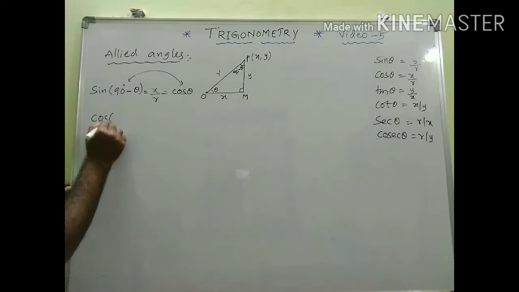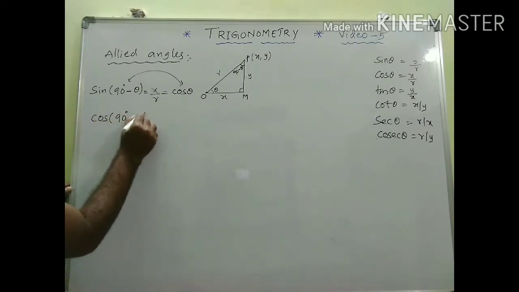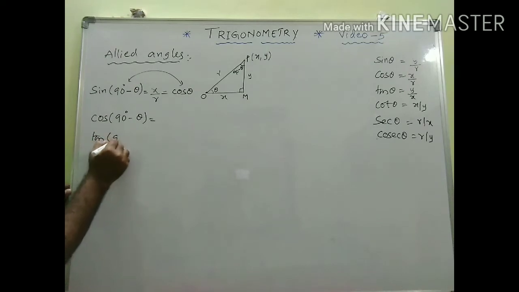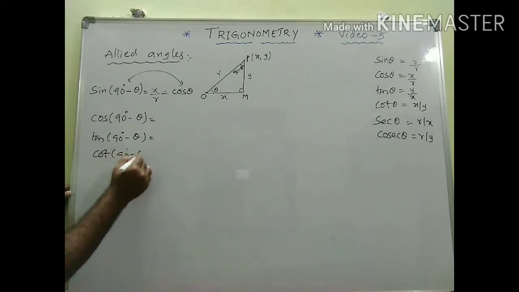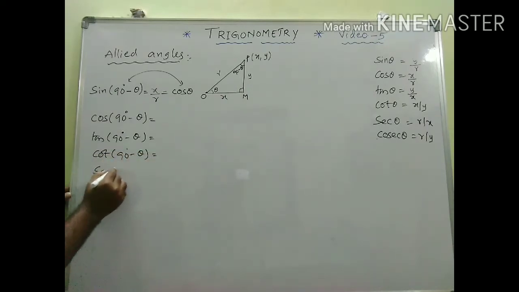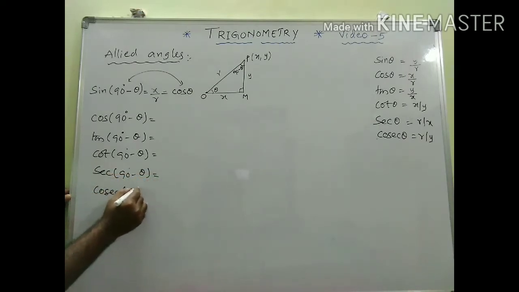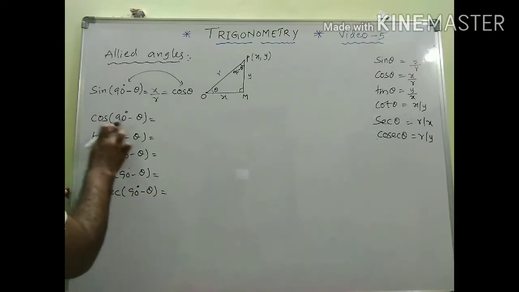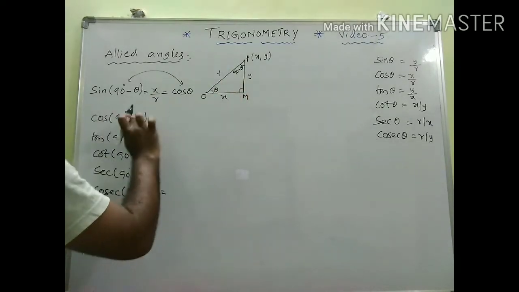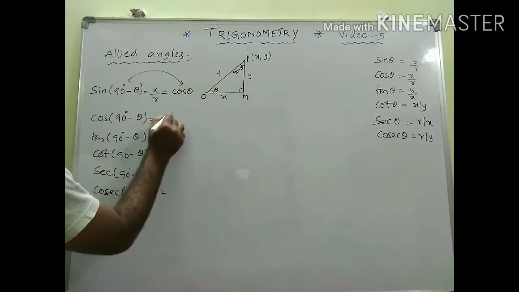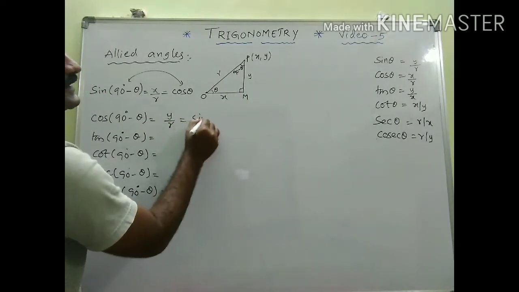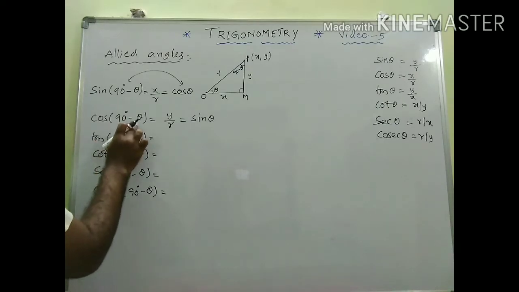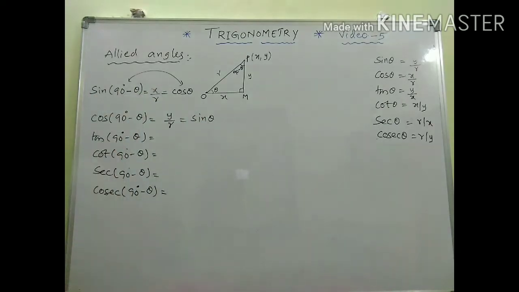In the same way, let us check cos of 90 minus theta, tan of 90 minus theta, and cot of 90 minus theta, as well as secant of 90 degrees minus theta, and finally cosecant of 90 degrees minus theta. So, cos of 90 minus theta. For 90 minus theta, cos is adjacent by hypotenuse, which is y by r. But y by r, I can replace with sin theta. That means cos of 90 minus theta is nothing but sin theta. Okay, fine.